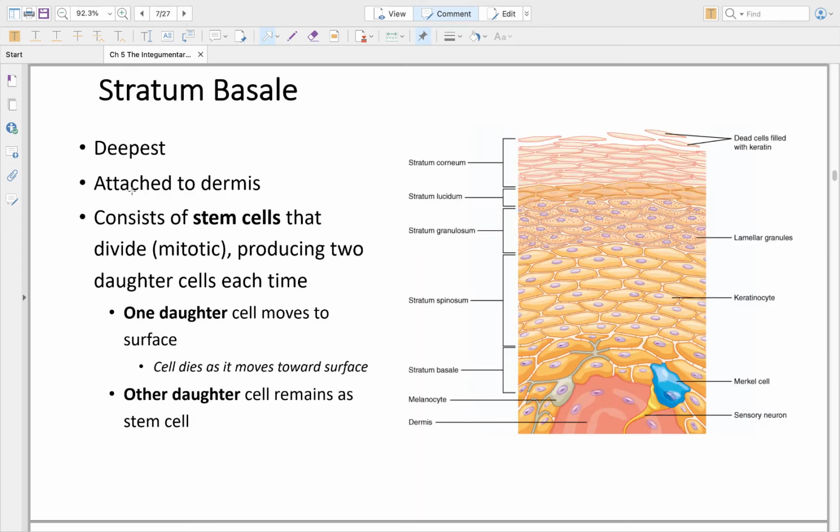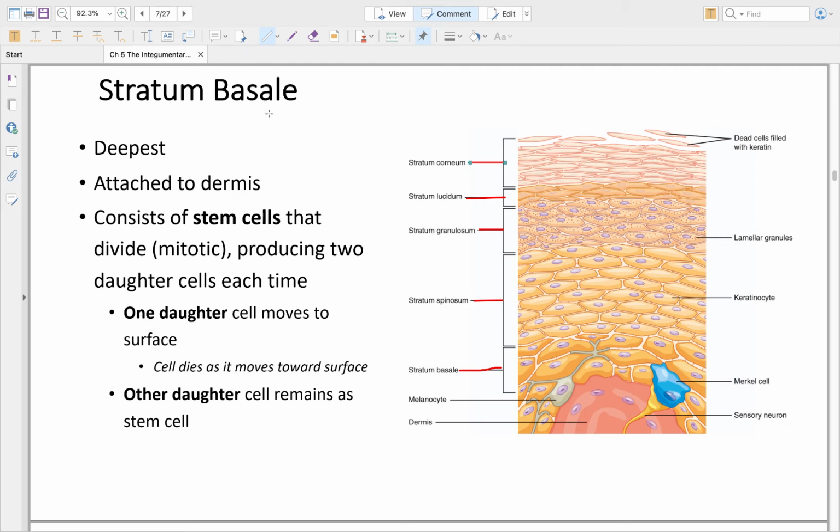All right, so speaking of the basal layer, let's go ahead and start. So here we have all the layers. Okay, see, the dermis is down here. And then we have the stratum basal layer. We have the stratum spinosum layer, granulosum, lucidum, corneum. Or come, let's get sunburned.